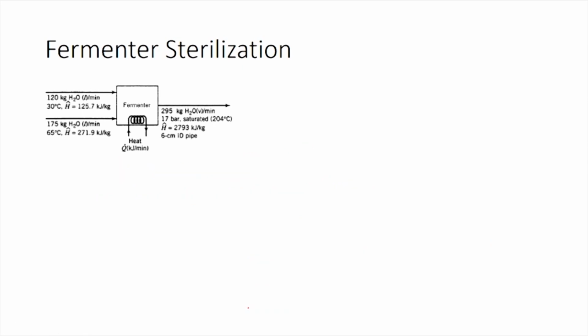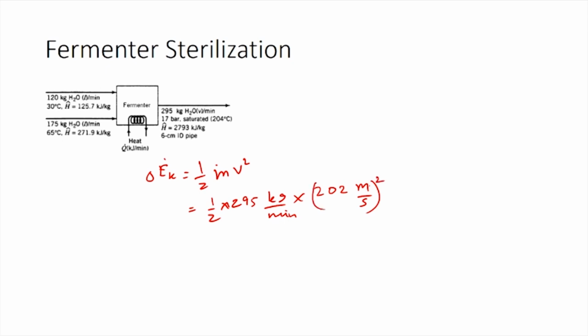Now that we have the velocity, we can calculate kinetic energy, which is delta E k dot as half m dot v squared. Here m dot is 295 kilograms per minute, and we have velocity in terms of meters per second given as 202. So, this kilogram meter squared per second squared will be converted to kilojoules because that is the derived units. So, we get a value of 6.02 times 10 power 3 kilojoules per minute.